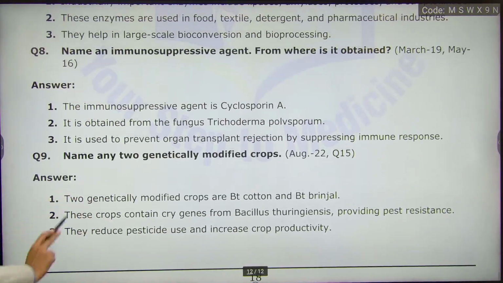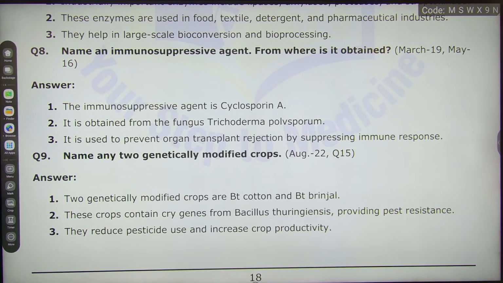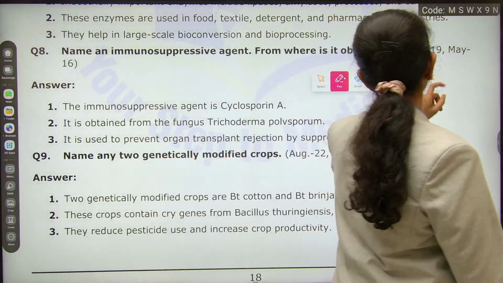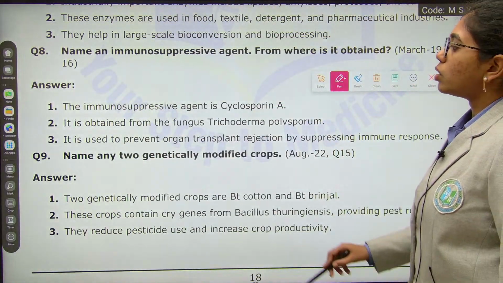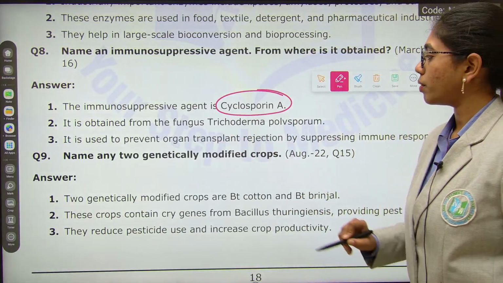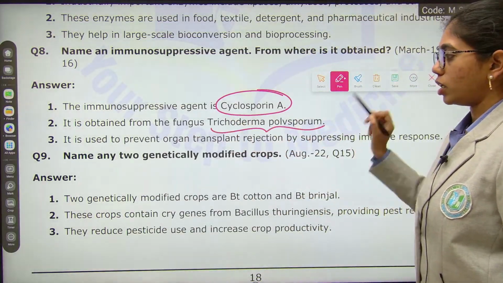Next, last questions of today's session. Name the immunosuppressive agent and where is this obtained? Cyclosporin A is the immunosuppressive agent and it is obtained from the fungus Trichoderma polysporum.